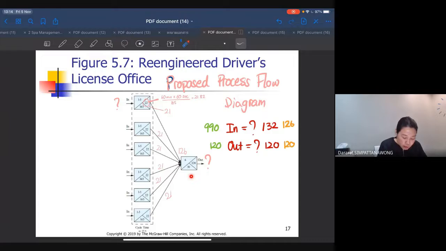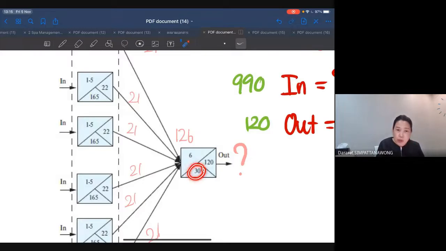And then with this position, there will be 1 person working on 1 activity, which is activity number 6. For activity number 6, the cycle time is 30 seconds. How about capacity? Let's check the capacity. The capacity equals 60 times 60 divided by 30, which equals 120, correct. 120 will be output.